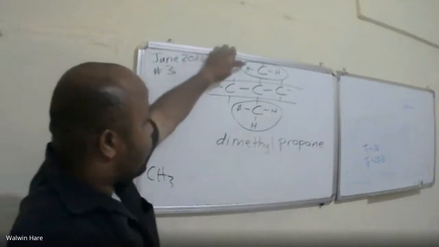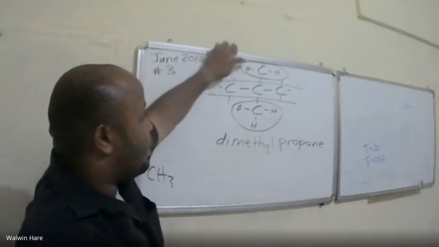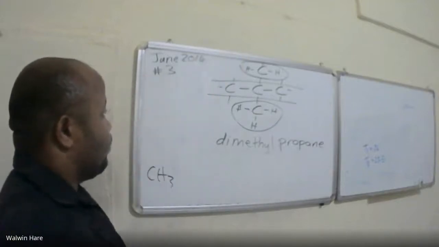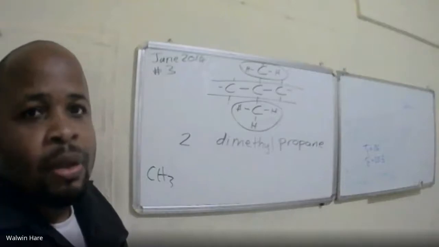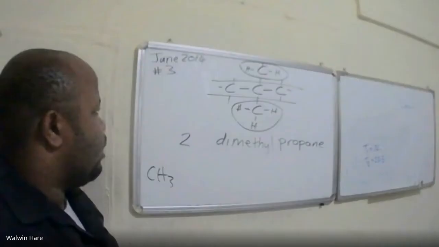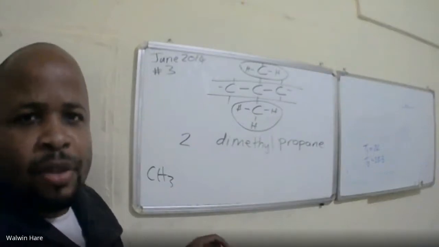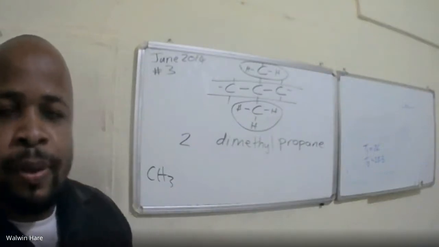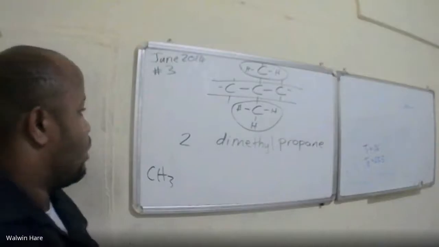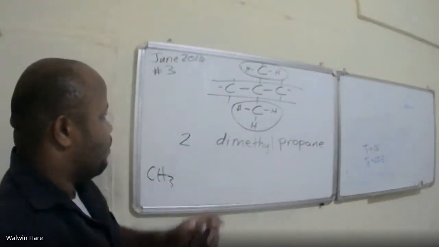Now, this methyl group, which carbon is it attached to? The second one. Sir, can you write them on the board for me, please? The name of the isomers. Yes, sir. After I finish this one, right?